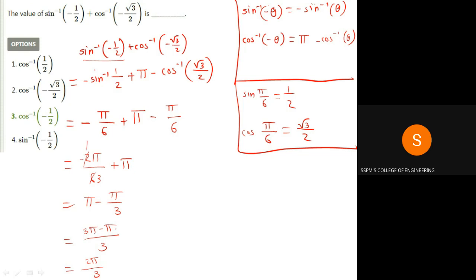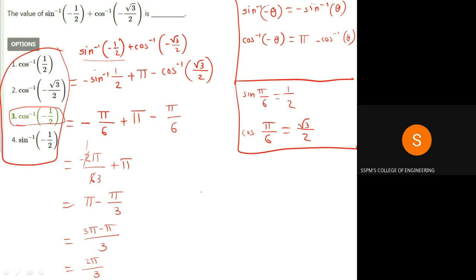Okay, 2 pi by 3. But you do not see this value among the options that are given here. So we have to choose the correct option by seeing the options. Okay, what is cos inverse?